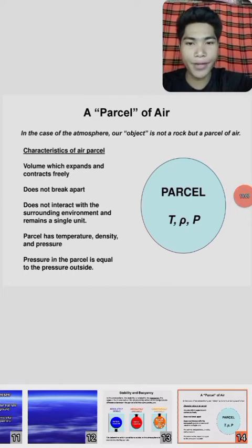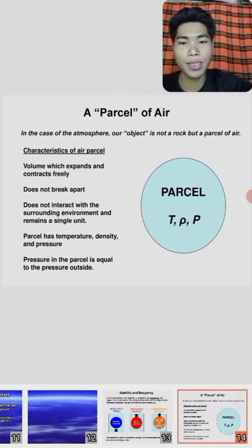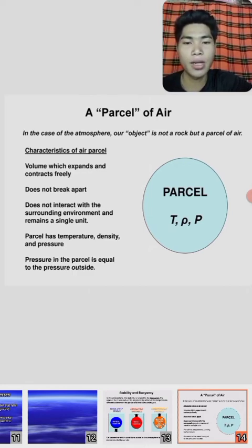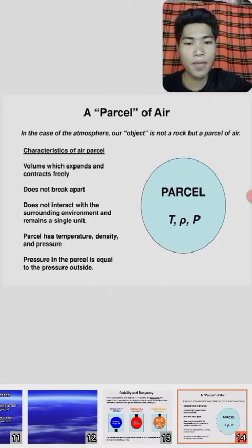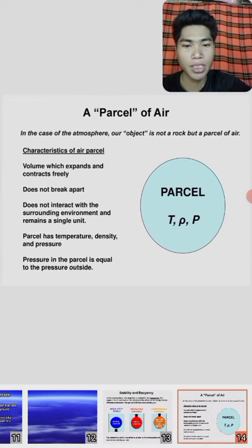A parcel of air. In the case of the atmosphere, our object is not a rock but a parcel of air. Characteristics of the parcel: volume, which expands and contracts fairly, does not break apart, does not interact with the surrounding environment, and remains a single unit. The parcel has a temperature, density, and pressure. Pressure in the parcel is equal to the pressure outside. So I will explain what is the air parcel.